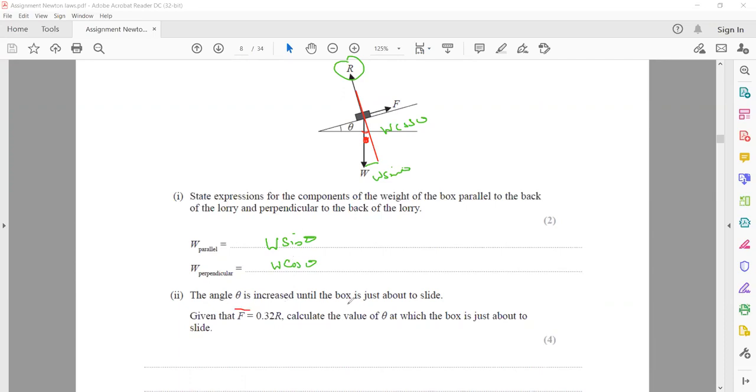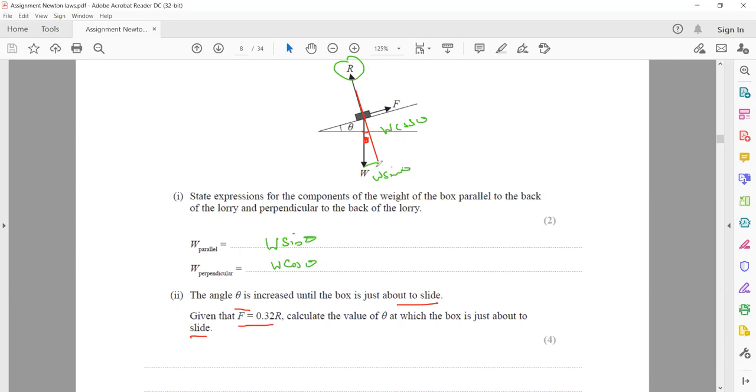Then theta is increased until the box is just about to slide down. F is 0.32 R. Calculate the theta for which the box just slides down. So we have to calculate this angle for which the box just slides down. So we consider there is no resultant force acting.